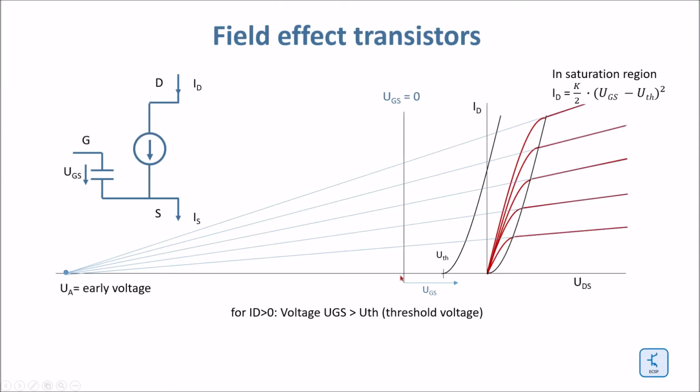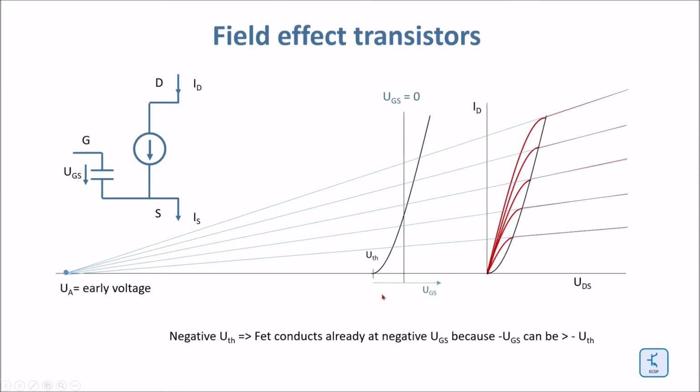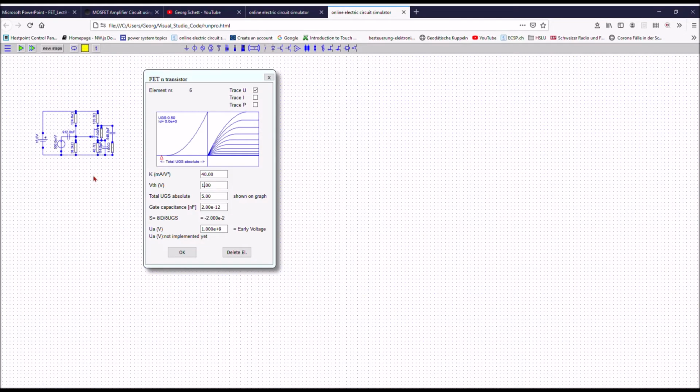So far I had a positive threshold. I can also go to a negative threshold voltage, and in this case the field effect transistor would start to conduct with a negative gate source voltage. How can I do this? This is now with a positive gate source threshold. You can see the threshold starts here, so up to the threshold there is no drain current.